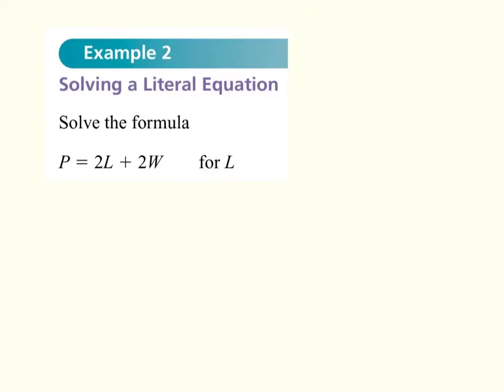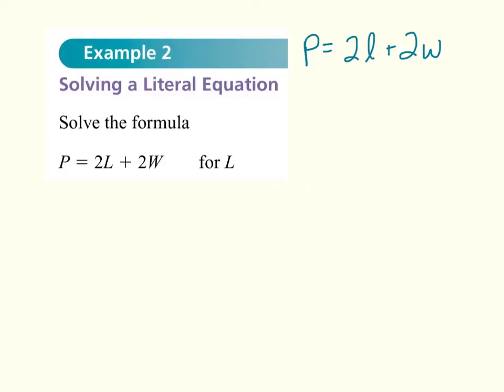Moving on to example 2, you've got your perimeter formula for a rectangle. P equals 2L plus 2W. And they want us to solve it for W. So we want to get this W by itself.